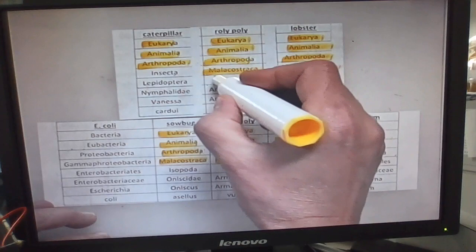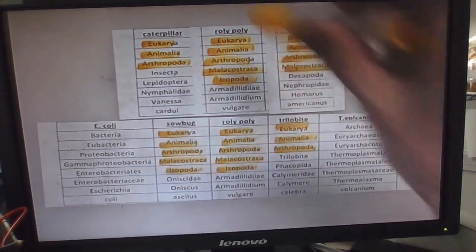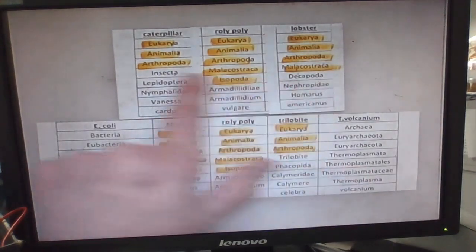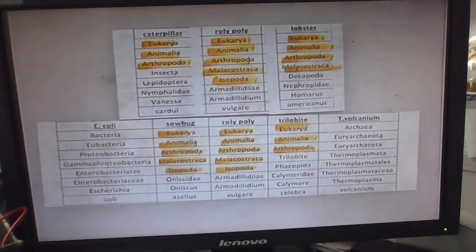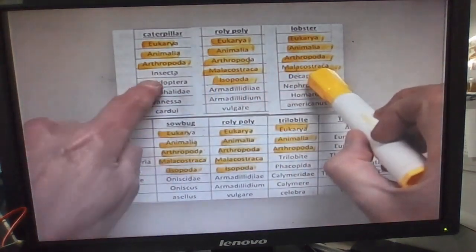The order for roly-poly is Isopoda. Sow bug is Isopoda. So roly-poly is much more closely related to sow bug than it is to the lobster. But it is more closely related to the lobster than to caterpillar. Any idea what's the rule that I'm using to say that they're more closely related to one than the other? Roly-poly is more closely related to the lobster than to caterpillar.